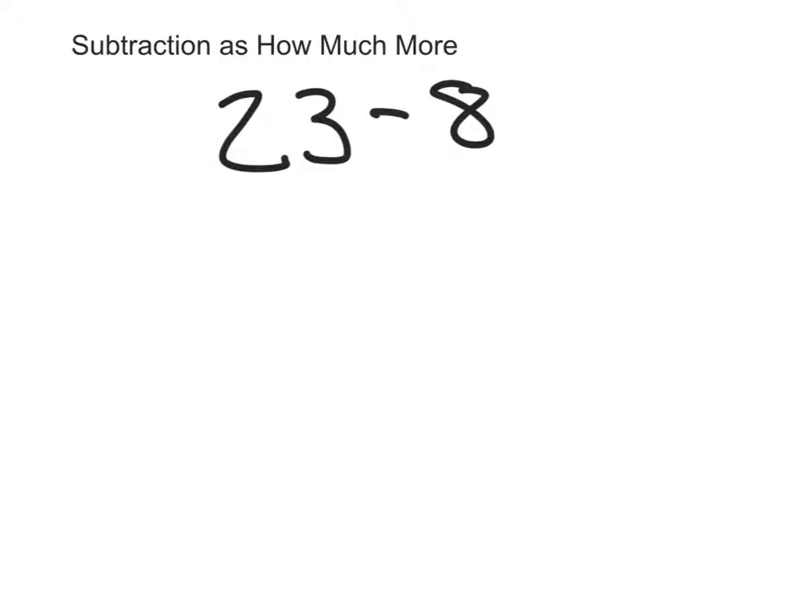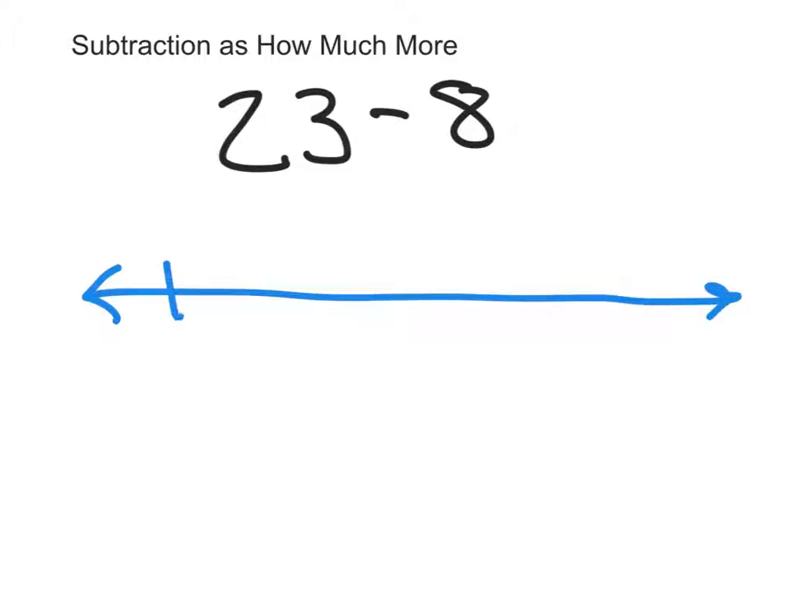Okay, another student might think of 23 minus 8 in a different way. They might say, I'm going to start at 8. And if they started at 8, you could record this thinking on an open number line. They may or may not use an open number line, but they'd say, well, I'm going to start at 8 and see how much more I need to add to 8 to get to 23.